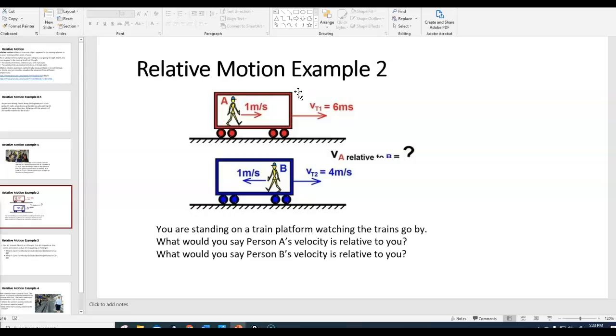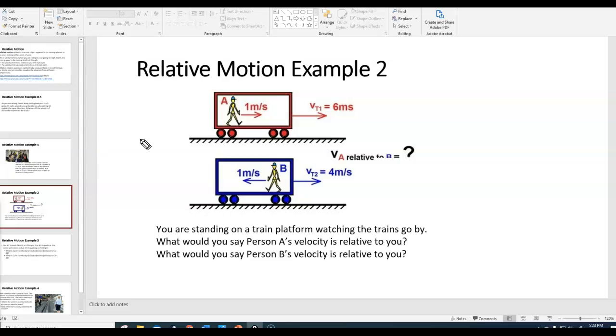Okay, relative motion example 2. It says you are staying on a train platform watching the trains go by. What would you say person A's velocity is relative to you? Okay, so now we're off to the side looking at the situation that's happening inside the train car.